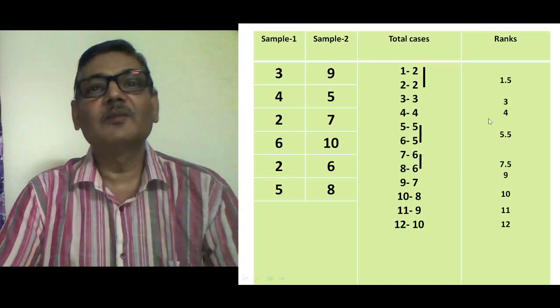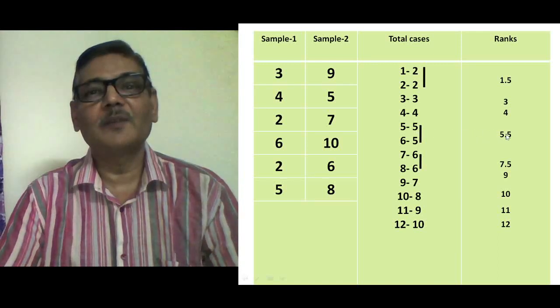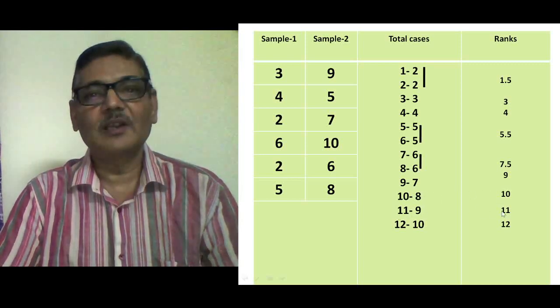So here the final ranking is shown in the last column. You see this 2 is being ranked as 1.5, 3 will be ranked as 3, 4 is being ranked as 4, 5 is being ranked as 5.5 because it is coming twice, 6 is being ranked as 7.5, the average of 7 and 8, 7 is ranked as 9, 8 is ranked as 10, and this 9 is being ranked as 11, and the last figure 10 is being ranked as 12.